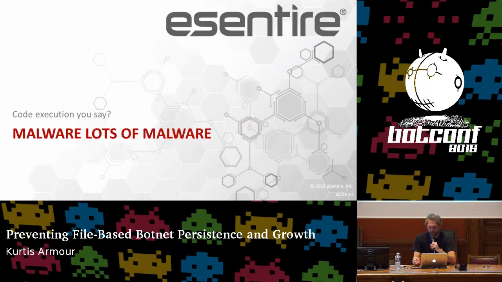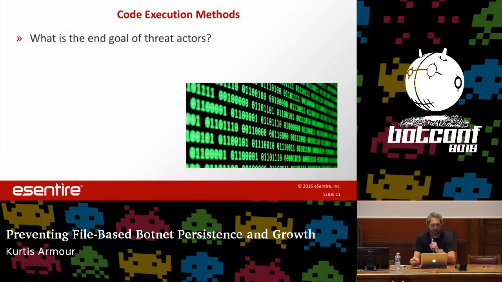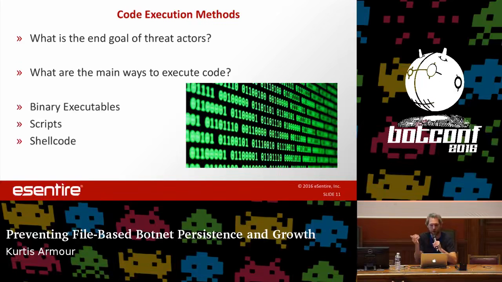So let's talk about some droppers and code execution. The end goal for most threat actors is to get their malicious code executed on your computer. And what are the main ways to execute code? Well, you've got binary executables, interpreted code, scripts, and shellcode. Binary code is EXEs, DLLs, MSIs. Scripts are JavaScript, VBA, VBE, WSF, and PowerShell.